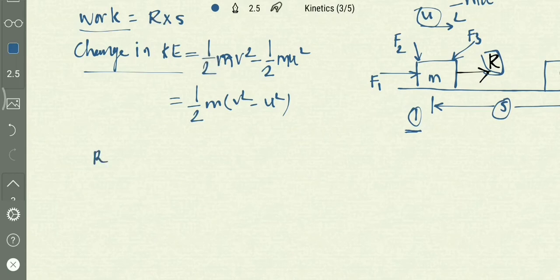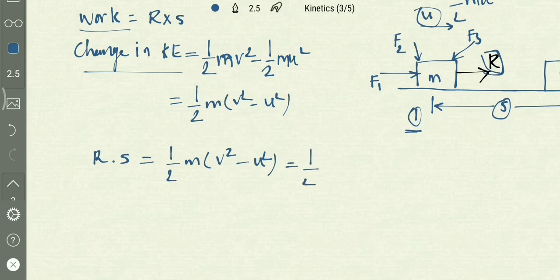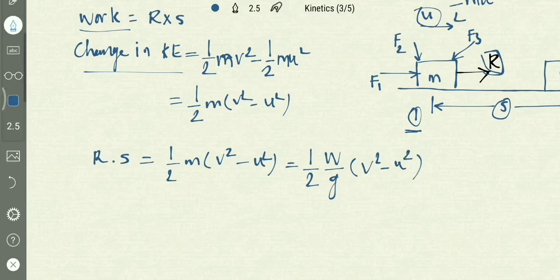So R into S is equal to half m into final velocity square minus initial velocity square, which is equal to half into m, which can be written as W by g, into v square minus u square. This is the work-energy equation.